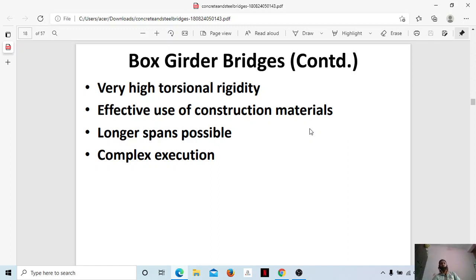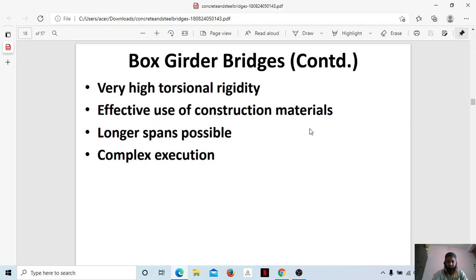It has very high torsional rigidity. Torsion is that property where the structure or the member gets twisted, the same way we twist a towel, or how we twist clothes to dry them up. So this is what torsion is. The very high torsional rigidity is there.